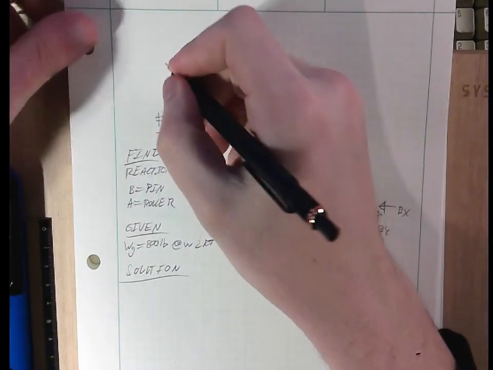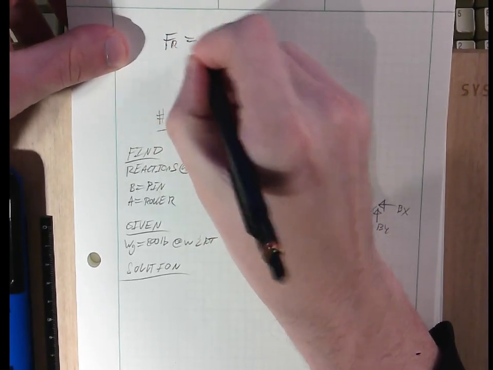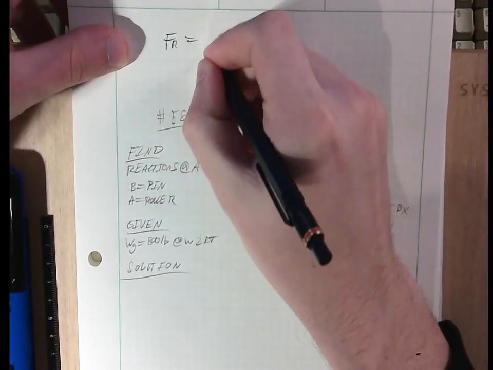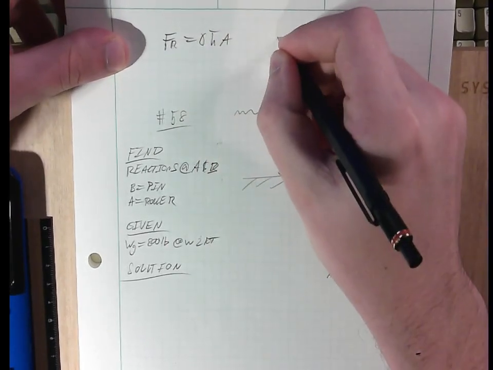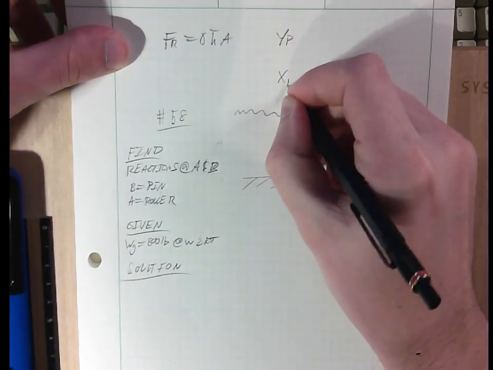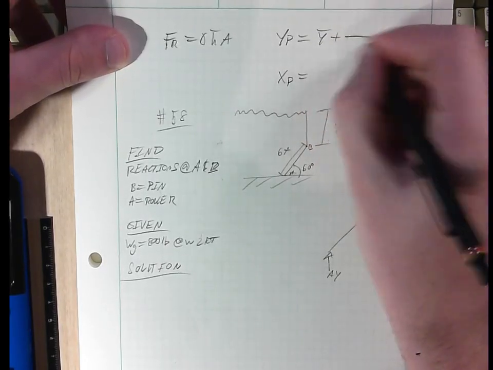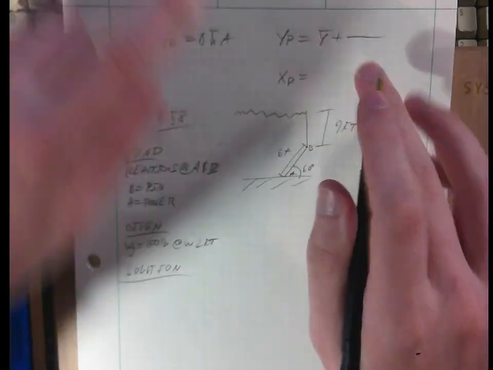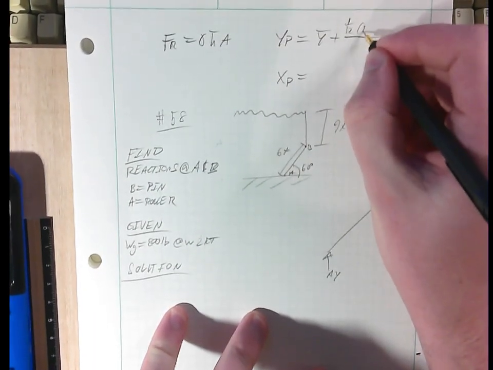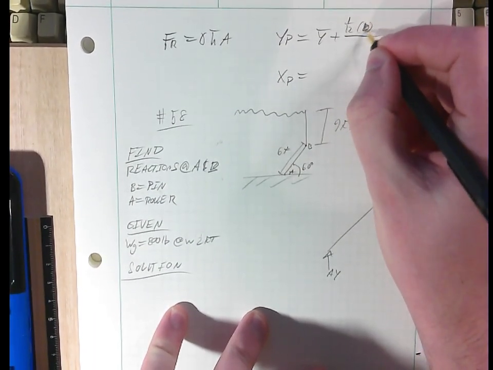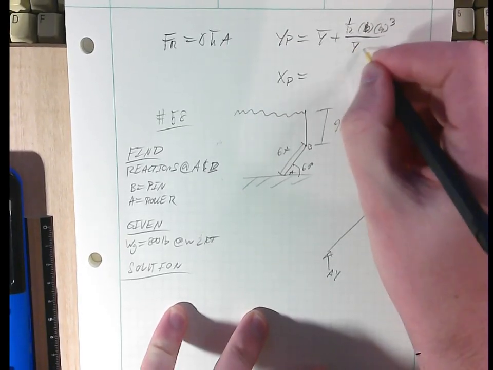For a hydrostatic problem, you're going to need to find FR, which is going to be equal to gamma h bar A. And you're going to need to know Yp and Xp. It's going to be Y bar plus, usually it's going to be Ix, but in most cases you can just remember it as 1/12 b, little b actually, A cubed over Y bar A.